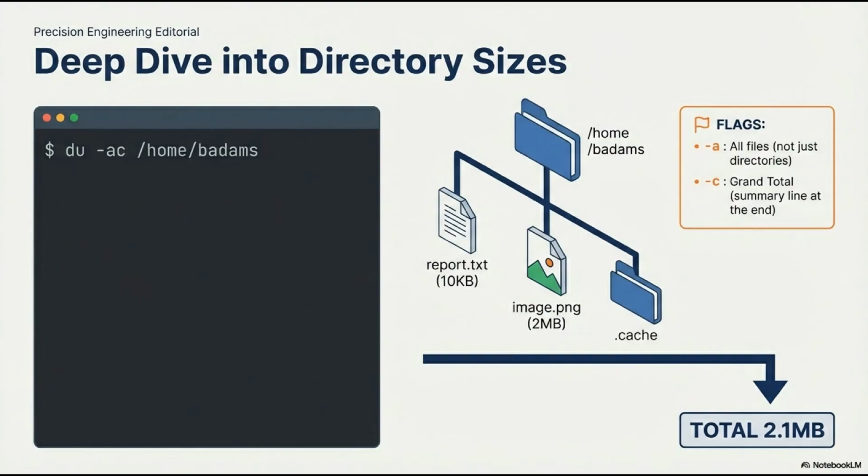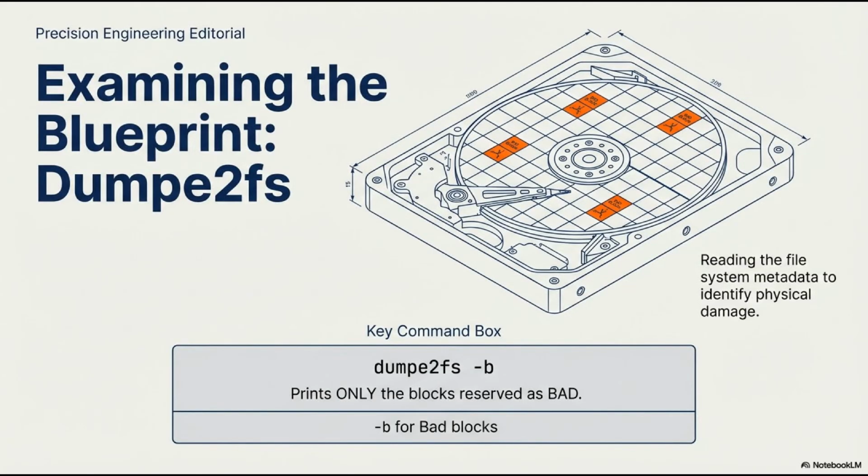We're clicking over to slide 5, starting the integrity section. The title is Examining the Blueprint, dumpe2fs. Okay, now we're getting into the real nuts and bolts of the ext2, ext3, and ext4 file systems. dumpe2fs is a utility that basically just dumps all the file system information, the superblock, the block groups, everything.